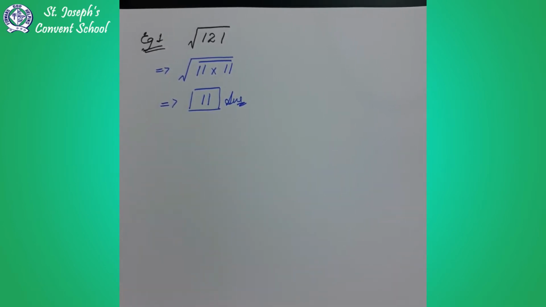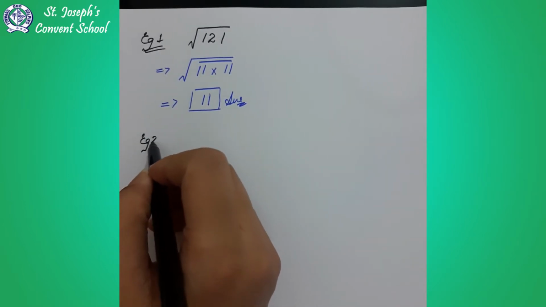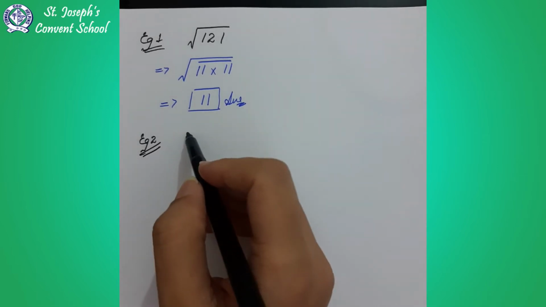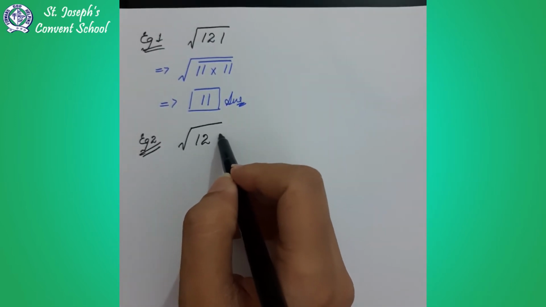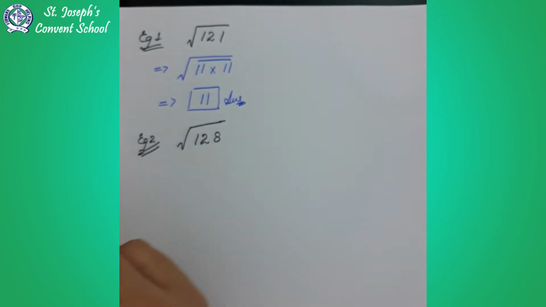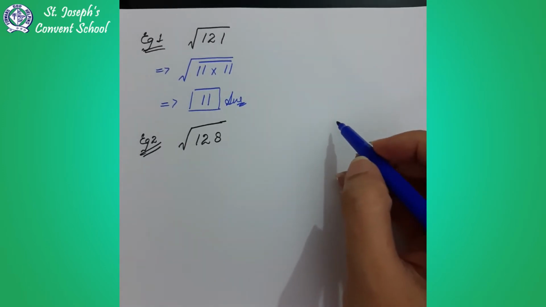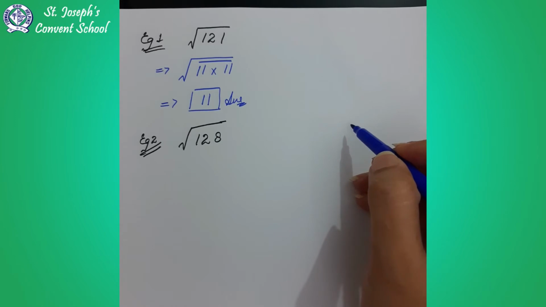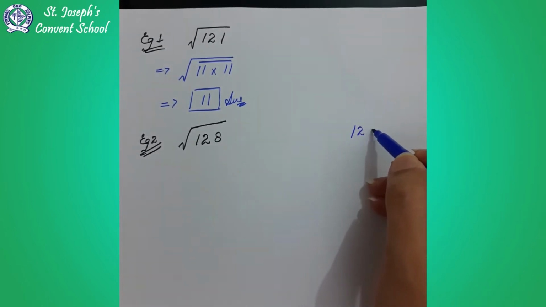Okay, let me give you another example. Suppose you have to find root of 128. Now how are you going to find in which table it goes? So what we do, we use the LCM method to find the root of 128. You all know the LCM method, right? So let's find the root, find it.